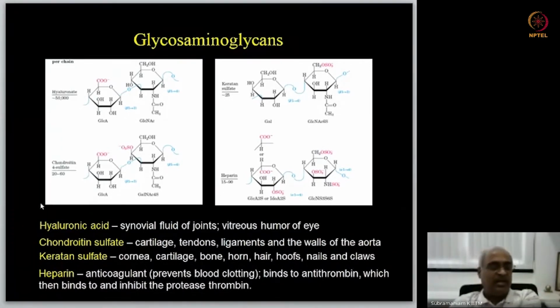And another such glycosaminoglycan is chondroitin sulfate. So these are much shorter than hyaluronic acid, as you can see here, 20 to 60. And these are sulfated, so you have a sulfur group attached. And instead of N-acetyl glucosamine, this is N-acetyl galactosamine having a sulfur group attached here.